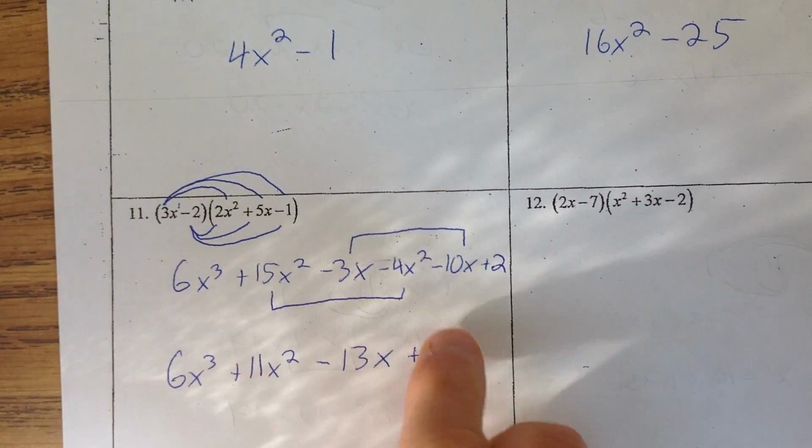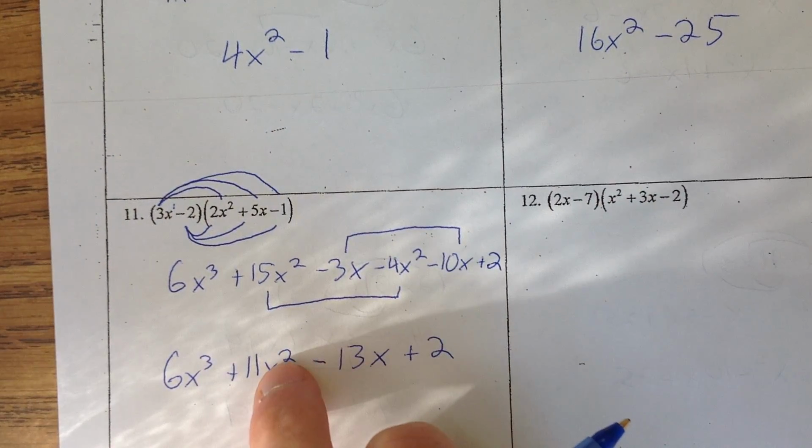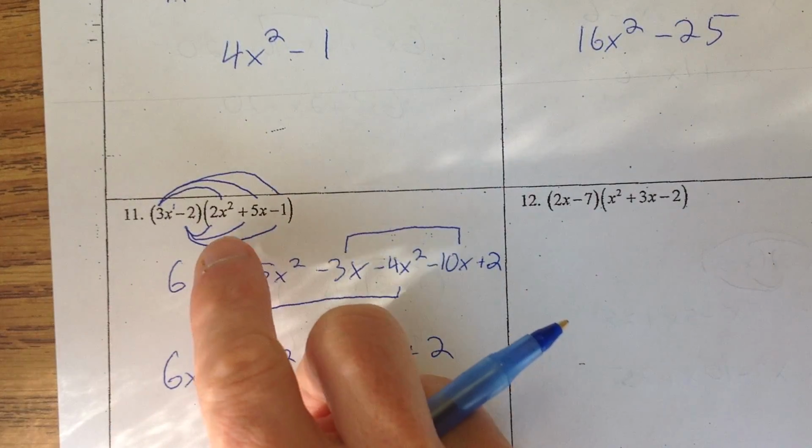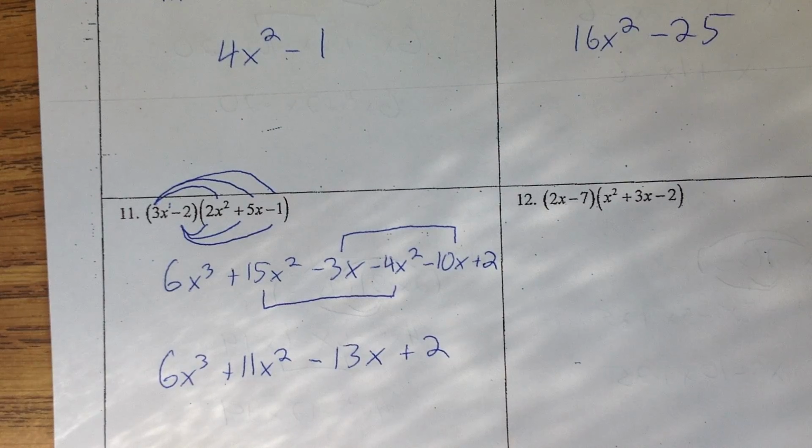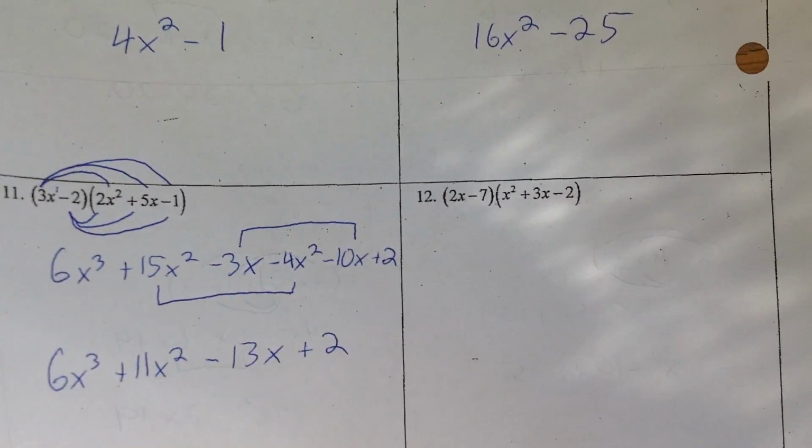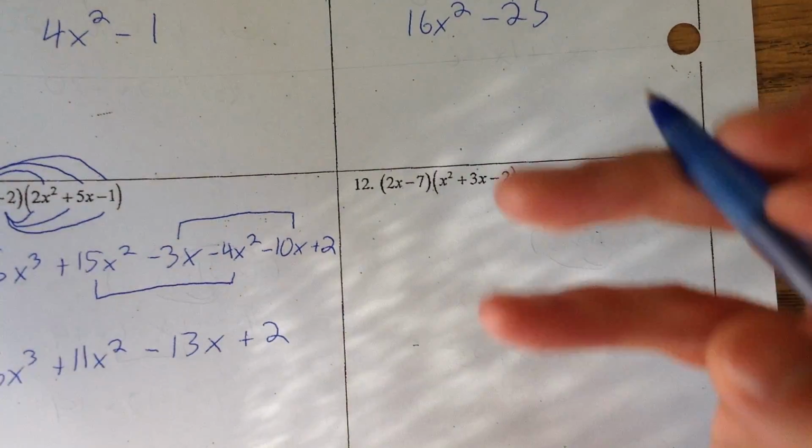All right, and notice when I'm combining like terms, I don't do anything with the exponents. It just stays x squared. The exponents only change when you're multiplying or dividing the letters. When you're adding or subtracting, they just combine. All right, so let's try one more of those. That's the last problem on the sheet.